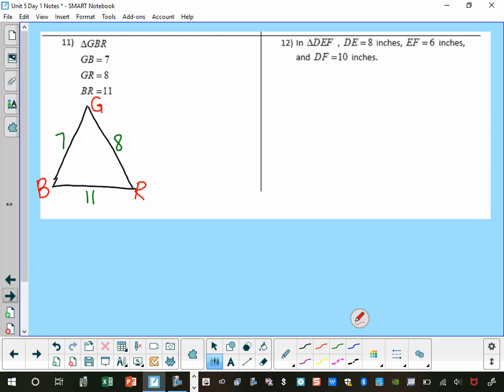Do you have directions on this one? No. Okay, so we're still doing least to greatest. So what's my smallest angle going to be? R. What's my next angle? Angle B. What's my largest angle? Angle G. You guys agree with that? That's from smallest angle to largest angle.